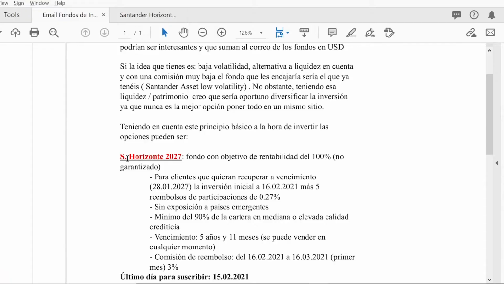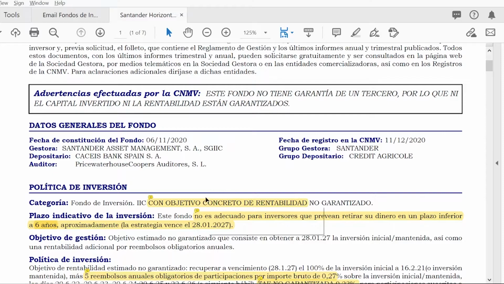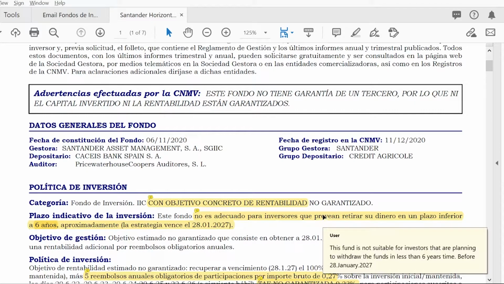This is what I told my friend. But I think this is a very good example to show how volatility and risk are not necessarily connected. Let me show you here another of the alternatives that my friend got from his banker, the Santander Horizonte 2027. This is a fund that, you can see here, has a concrete objective of profitability. And it says here, this fund is not suitable for investors that are planning to withdraw the funds in less than 6 years' time, before January 2027.